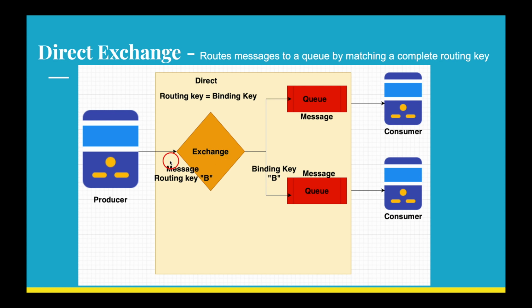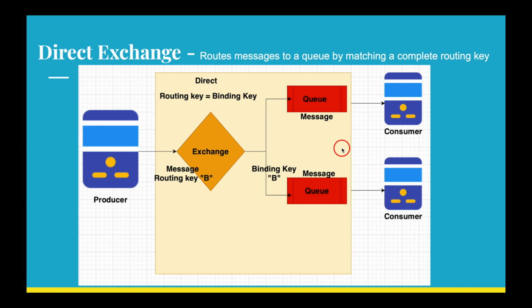A direct exchange routes the messages to the queue by matching a complete routing key. Here, if you observe, we have a routing key as B. When the producer sends the message to the exchange, the message will have routing key B. If the routing key matches the binding key, that is B, then it will send the messages to that appropriate queue. Routing key equals binding key. So that is the direct exchange, guys.